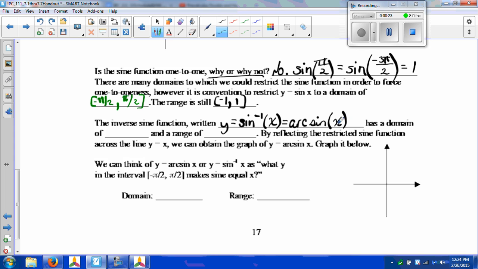And remember, these x's are actually the y values on our unit circle. So the inverse sine function has a domain that comes from this range, so it has a domain of negative 1 to 1. And it has a range of negative pi over 2 to pi over 2.